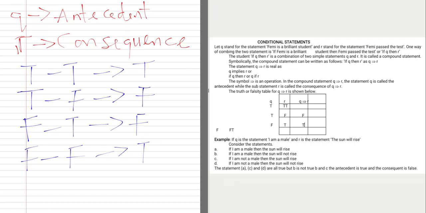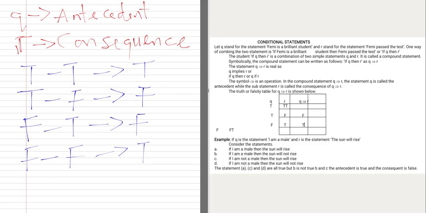Truth. Now, they said the statements A, C and D are all true, but B is not true. In C, the antecedent is true, but the consequence is false. What do we call antecedent? Don't forget, we said Q is the antecedent. The first statement is the antecedent, then R, which is the consequence, is false.